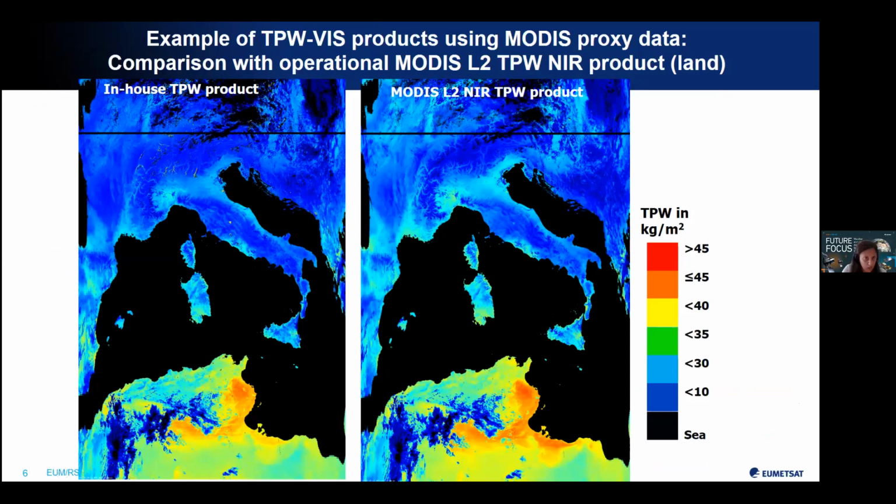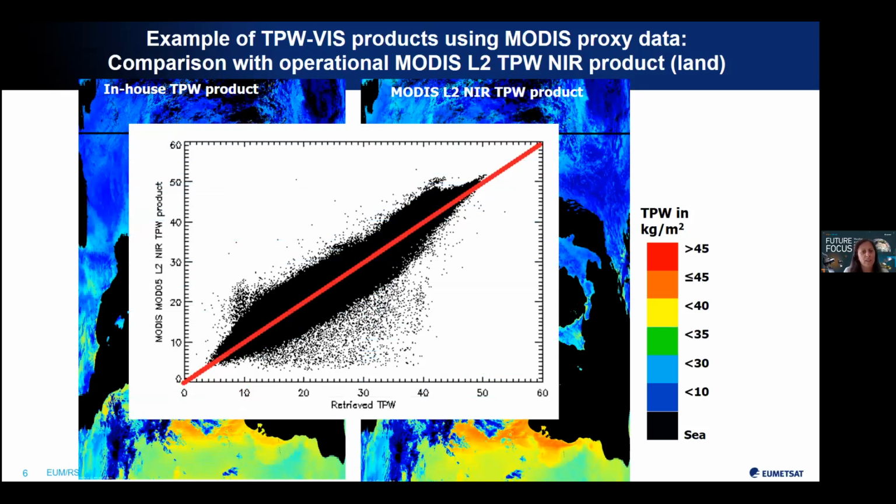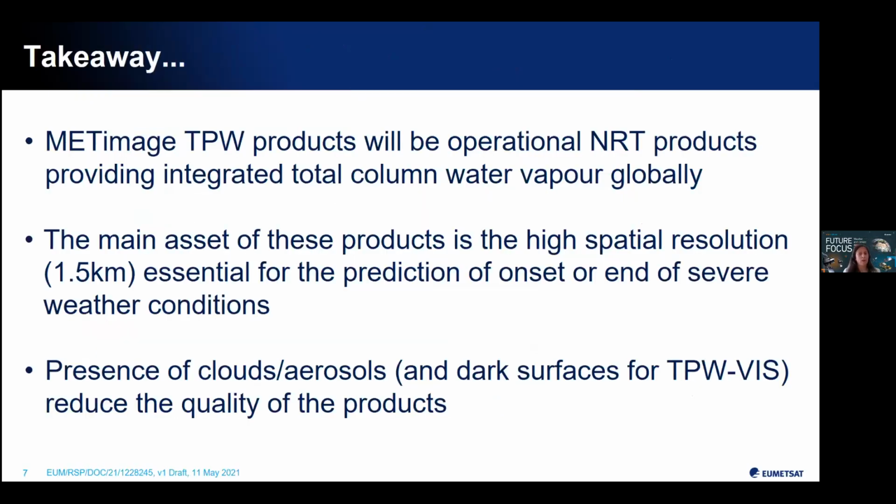Of course, we are still in the validation process, and we have to wait for real data to assess this. But for now, we are quite confident that we are performing as well as MODIS. And finally, what I would like you to take away from this product is that the products from EUMETSAT are near real-time products. They are available globally, and they provide the integrated total column water vapor. The resolution is very, very high, 1.5 kilometers.